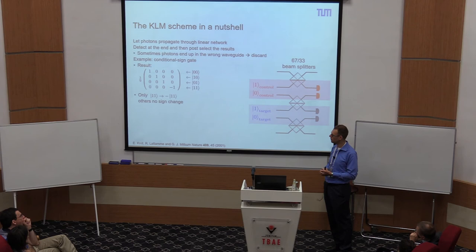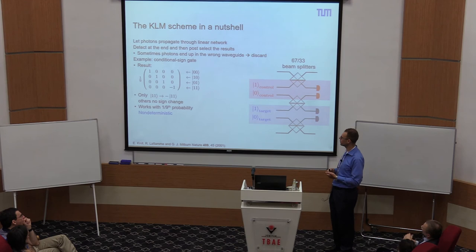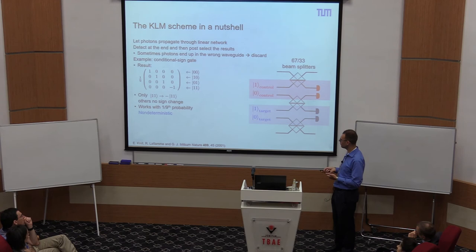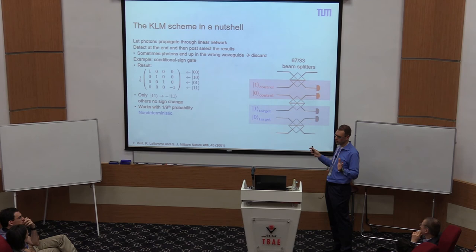Another thing that you see from this matrix is that there's a factor of 1 out of 9 standing in front. And this means that this is now a non-deterministic process. Sometimes things go wrong. Actually, a lot of times it goes wrong, and you have to repeat it. But fortunately, Knill, Laflamme, and Milburn in their paper also showed that if you now cascade this, still this is not going to decay exponentially with the number of gates that you have, but it actually scales much better, and that this is actually a feasible, although not entirely obvious, but still a feasible approach to quantum computing.